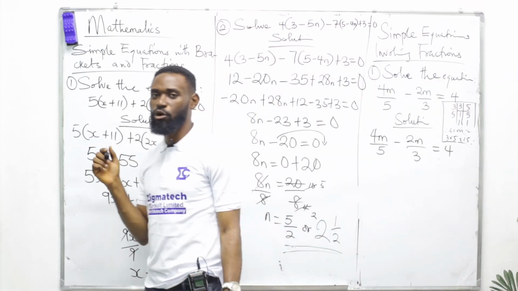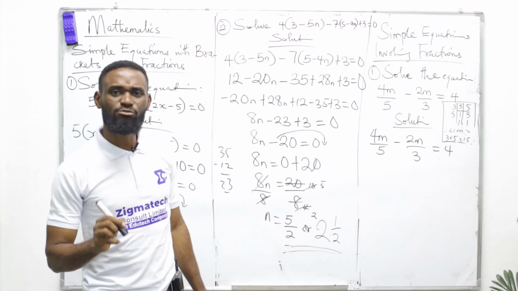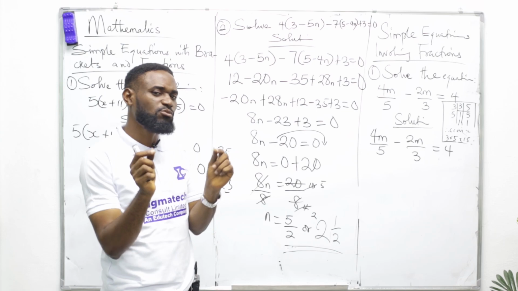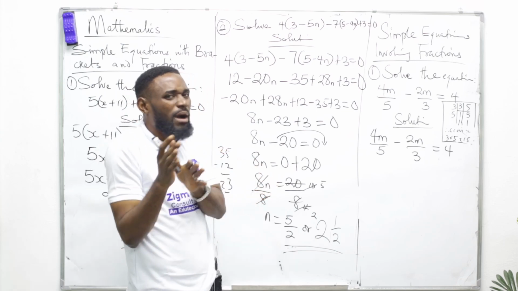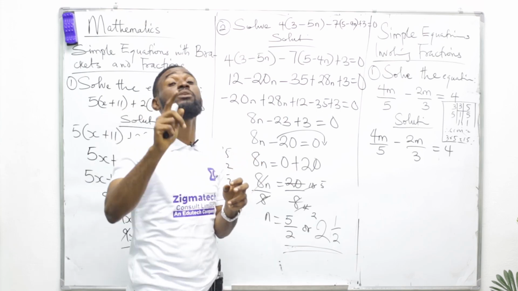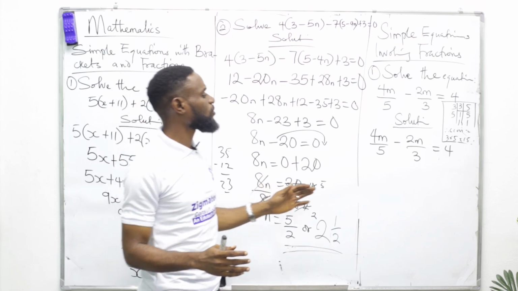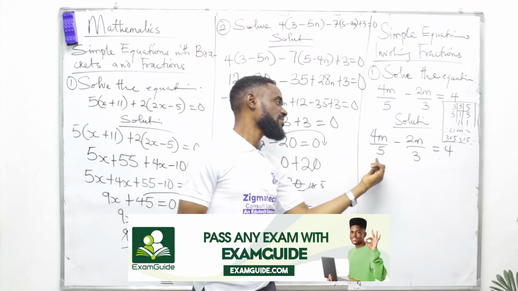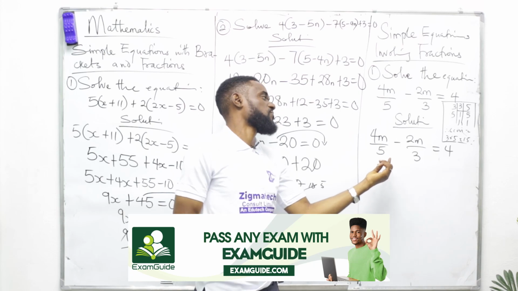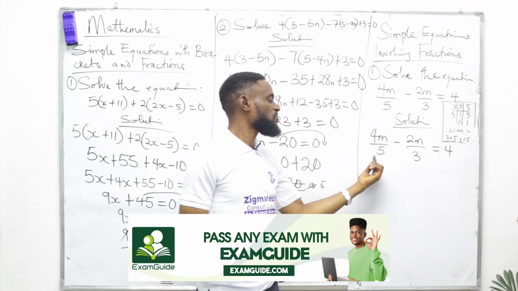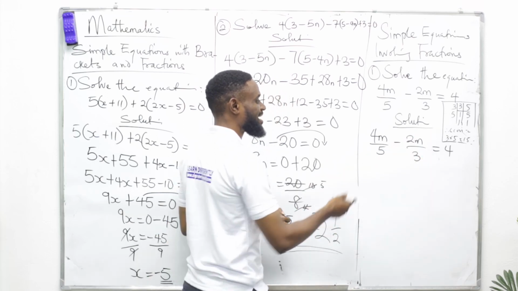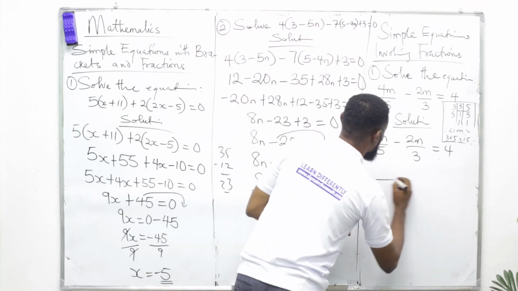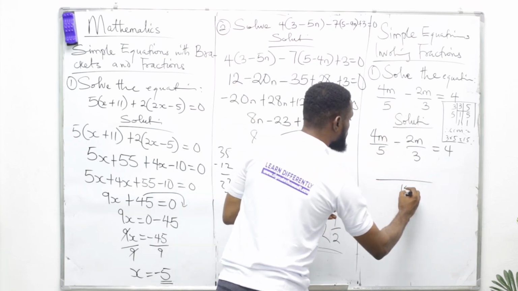Another simple way of doing that is that once you have two denominators that do not have the same factor, especially prime numbers, when you want to look for their LCM, just multiply them together. Just like here, 5 does not have any factor that relates to 3. So it's just 5 times 3 that will give us the denominator. Since the LCM of 5 and 3 is 15, we open a large bracket, and we put 15 there. Simple.